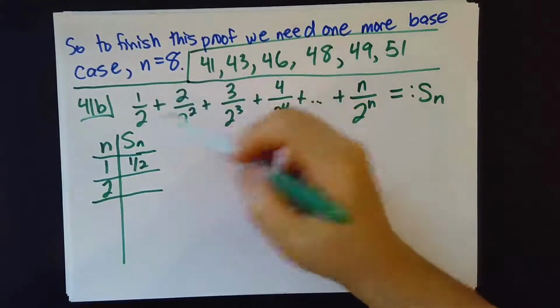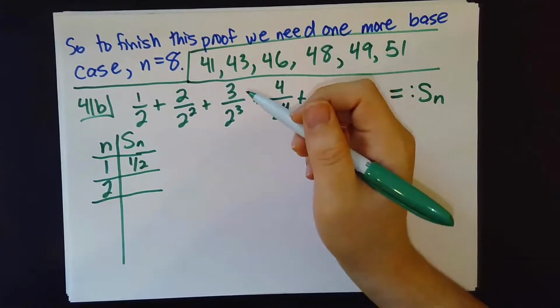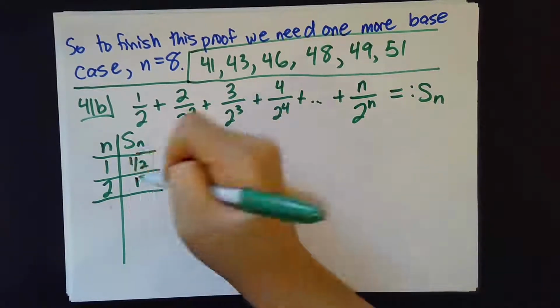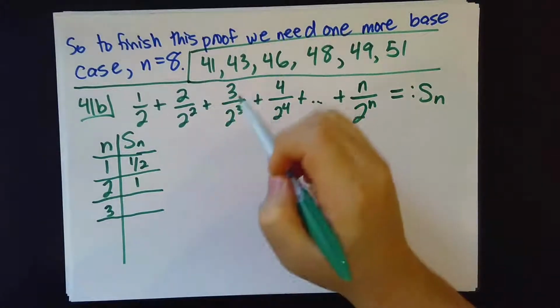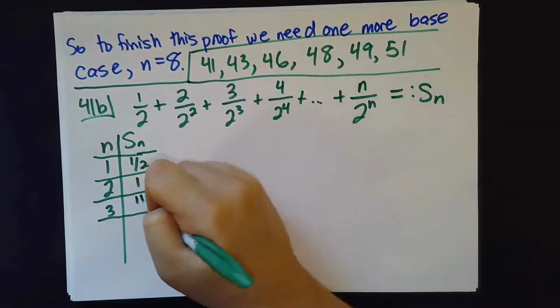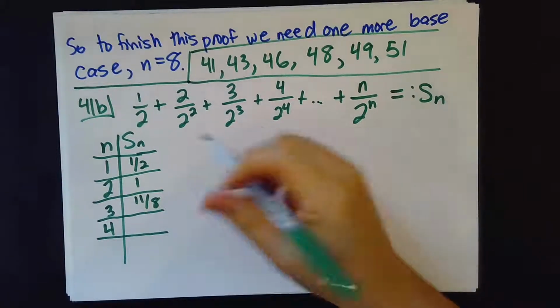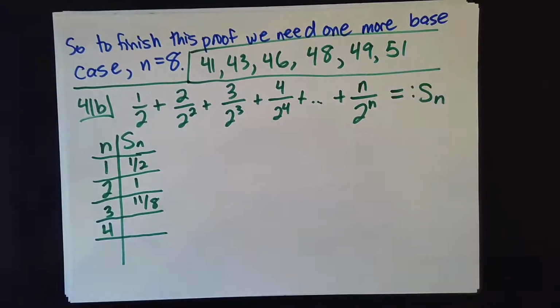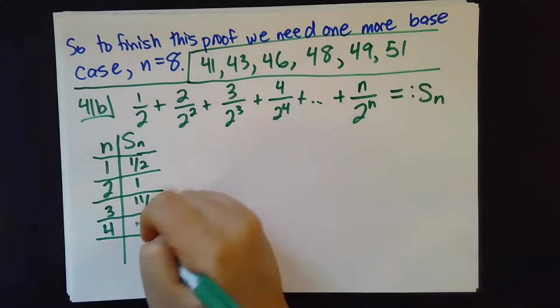Okay, when I add this together, I am going to get 1. Okay, 1 plus 3/8, this will be 11/8. 11/8 plus 4/16 would be 13/8.